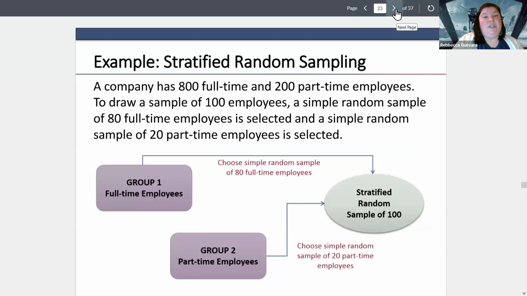Just another example: say a company has 800 full-time employees and 200 part-time employees. If they wanted to sample their employees to ask how they feel about working there, they would draw a sample from both groups. In this case, they draw a sample of 100 employees, simple random, of 80 employees who are full-time and 20 employees who are part-time.